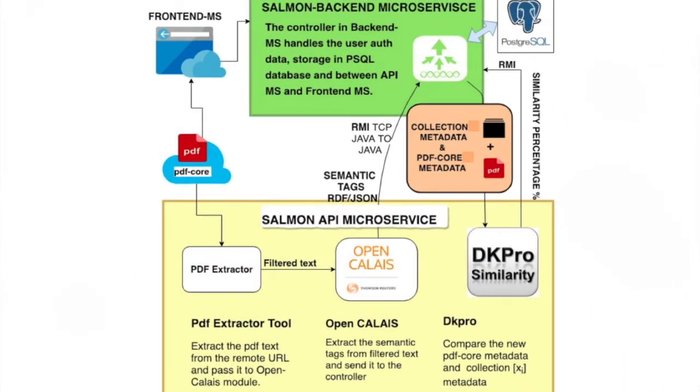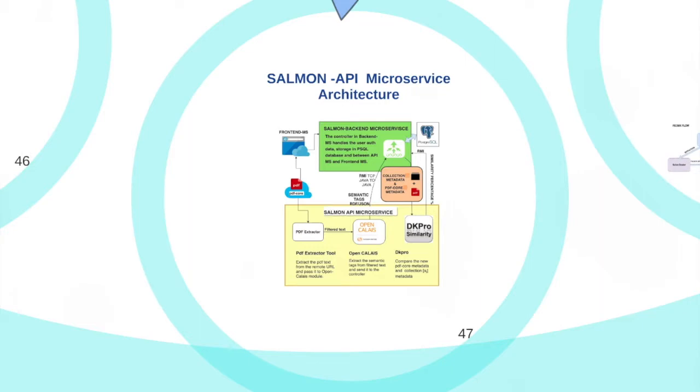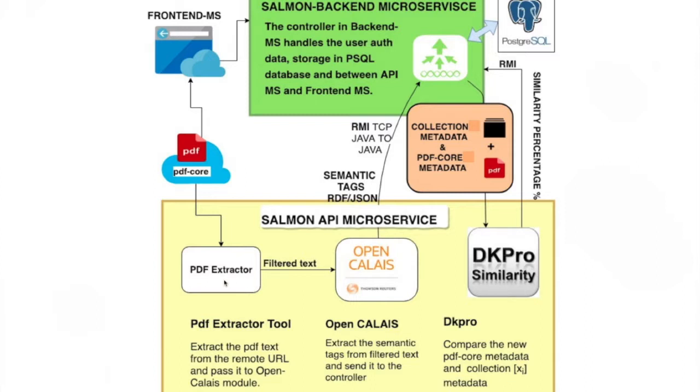So here is our API microservice. As you can see, we have three main modules: the PDF extractor, OpenCalais, which is our knowledge extractor, and DKPro, which is connected directly to the Salmon backend microservice to compare the collection metadata and PDF core metadata with different algorithms and say whether they're similar or not. Then we get back the percentage, also via RMI in Java object format, and then we can decide whether, for example, this PDF core can be assigned to this collection or not.